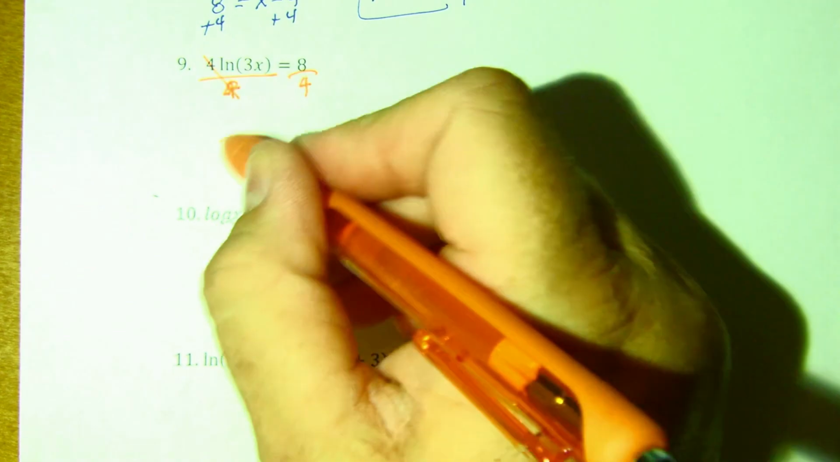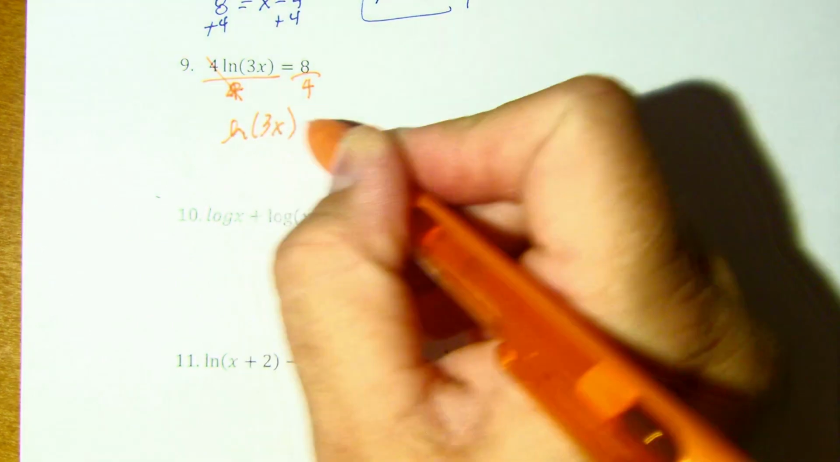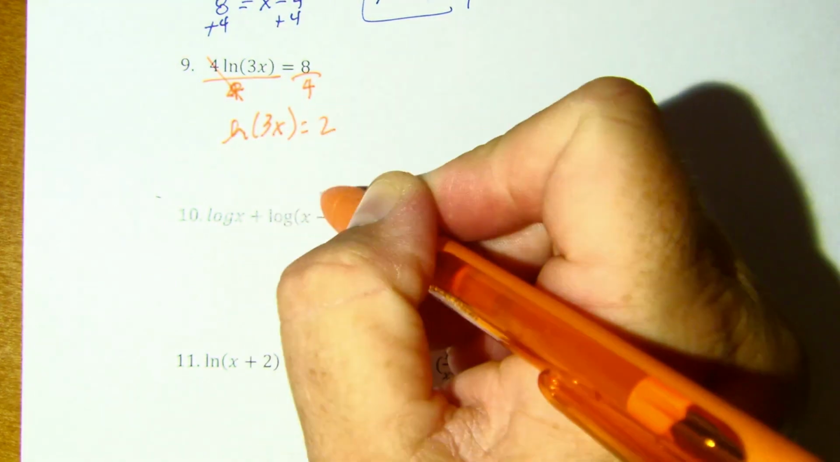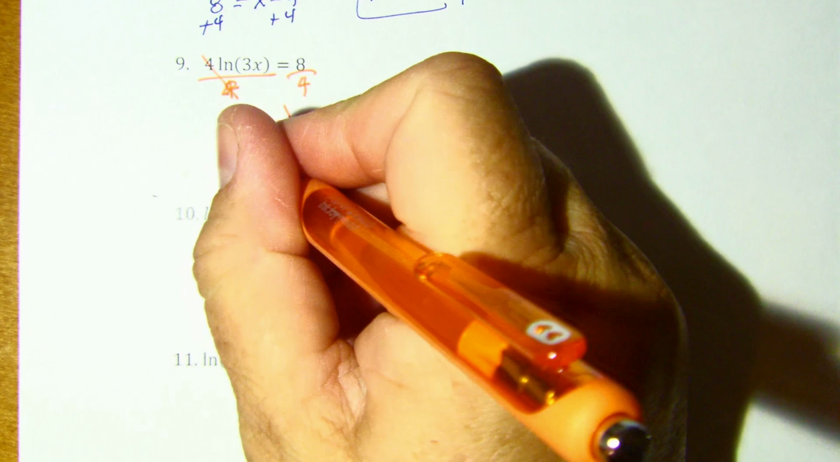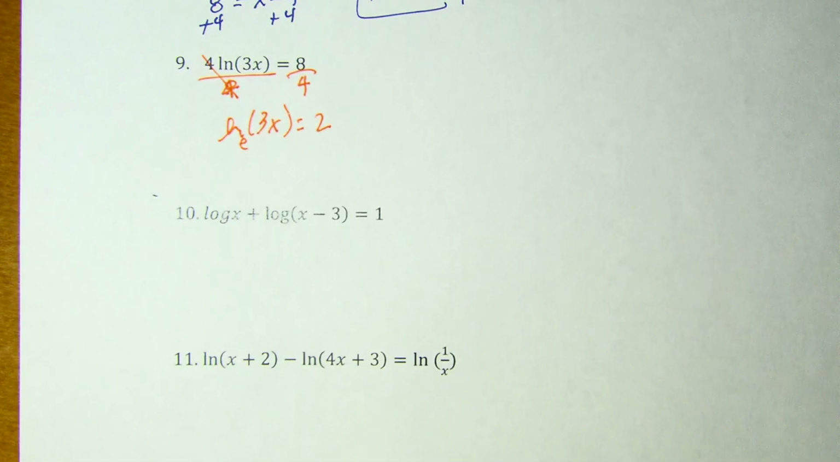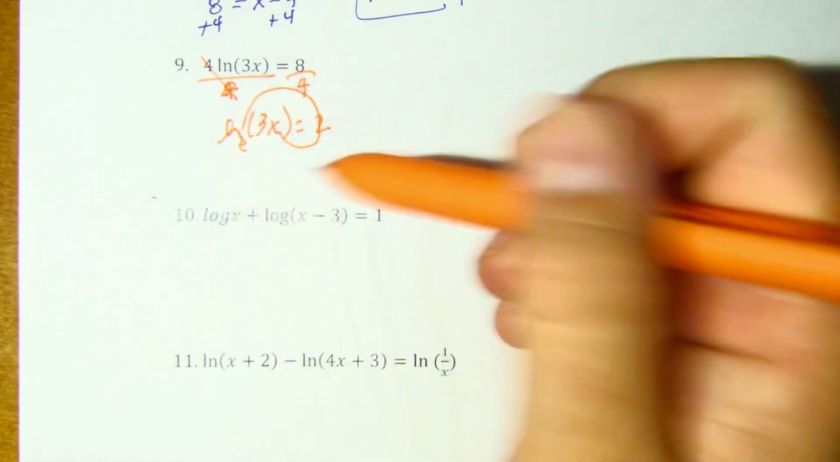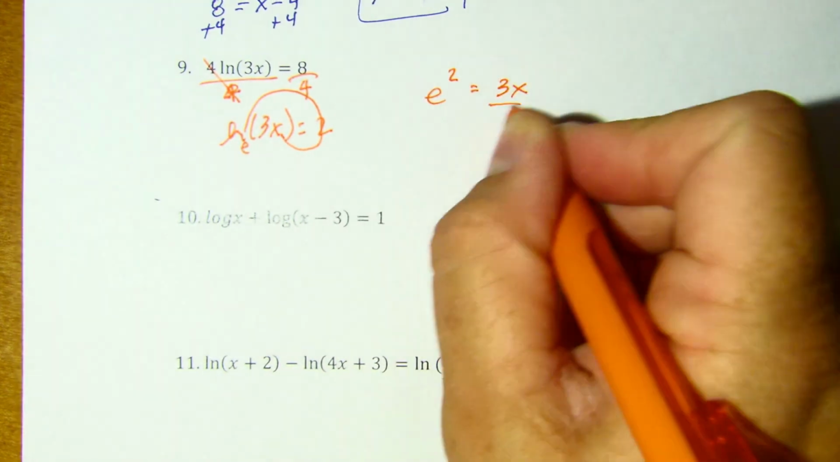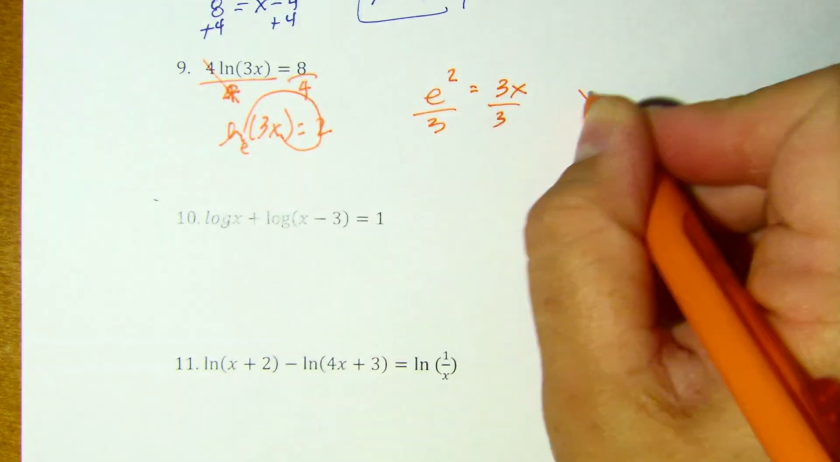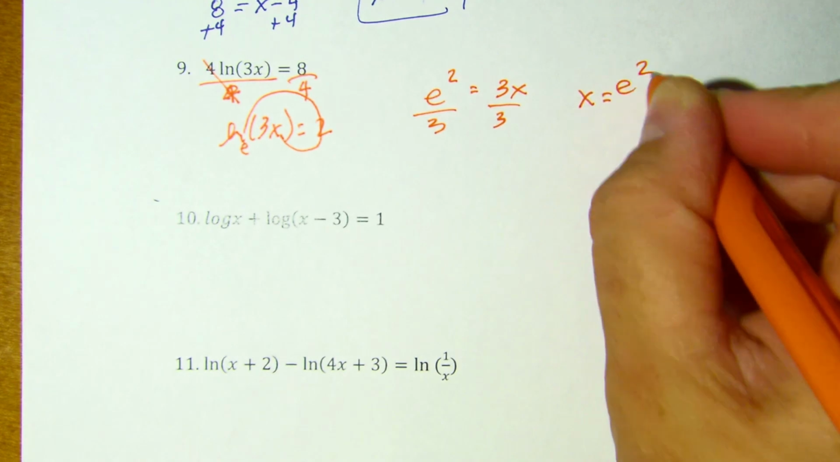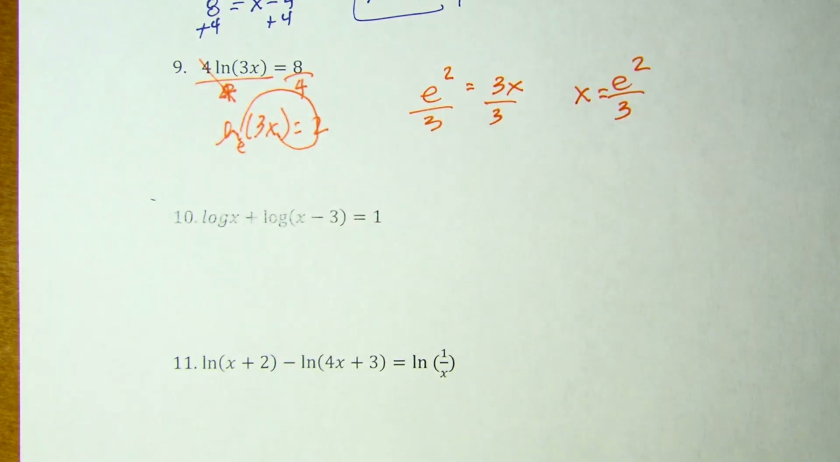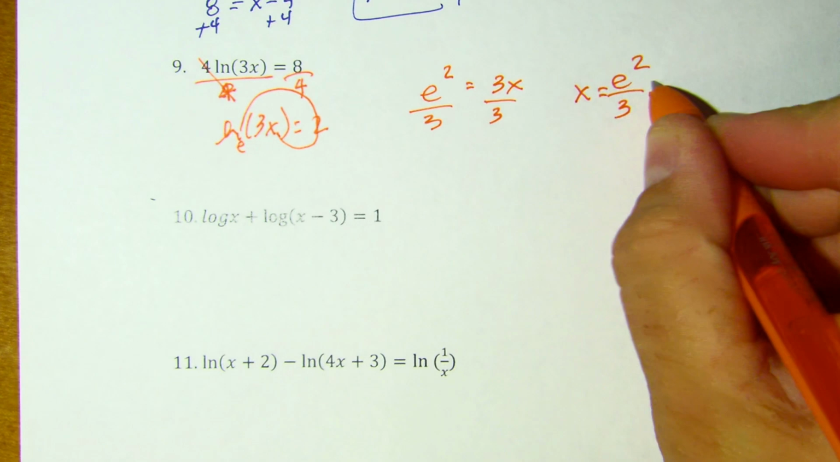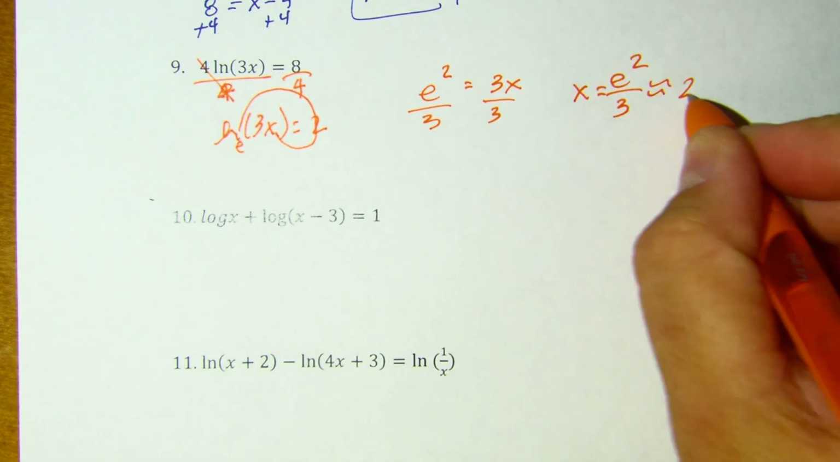And the 4's cancel. I have the natural log of 3x is equal to 2. And now I can use the snail rule. Remember, the base for a natural log is e. So e to the power of 2 equals 3x. I can divide by 3, and x is equal to e squared over 3. And if I plug that in my calculator to get a decimal, I should get 2.46.